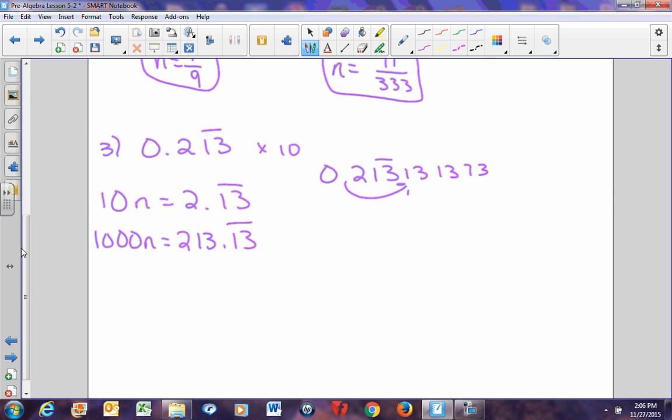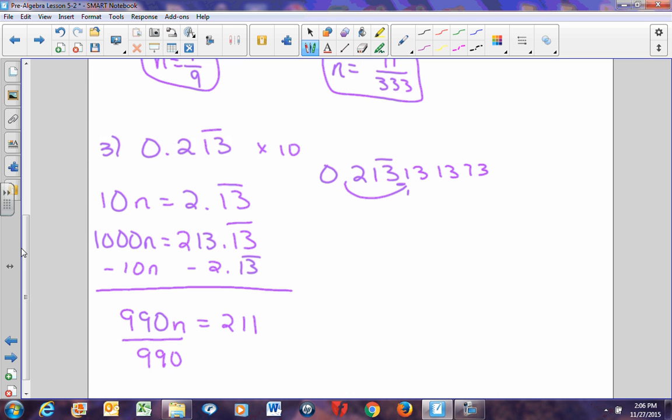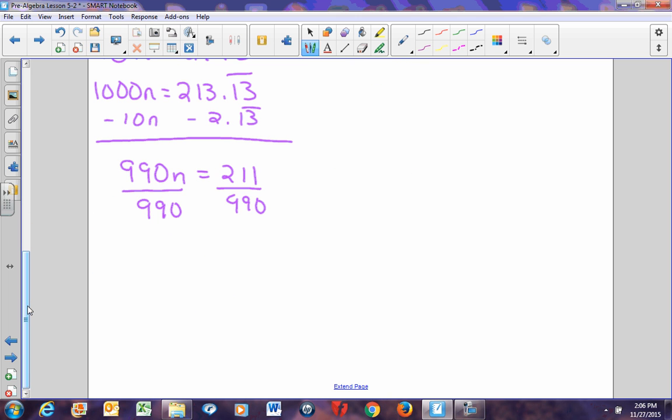Now I do the same process I did before. Subtract my 10n, subtract my 2.13 repeating. 1,000 minus 10 is 990, and 213.13 repeating minus 2.13 repeating is 211. Make sure you subtract carefully. So I now have 990n equals 211. Divide by 990. And as far as I know, I can't divide that any further. So n will equal 211 990ths.